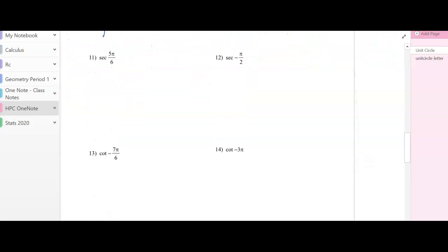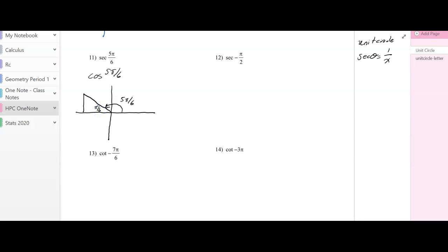Problem number 11. Again, I'm going to write it in the margin. The secant of theta is 1 over the x value in the unit circle. So when I look at this problem, I think of this as the cosine of 5 pi over 6. I know I just drew the picture in the previous problem, but I'm going to draw it again. So we have 5 pi over 6. I drop the altitude. Reference angle is pi over 6. I label the triangle 1, 1/2, root 3 over 2.